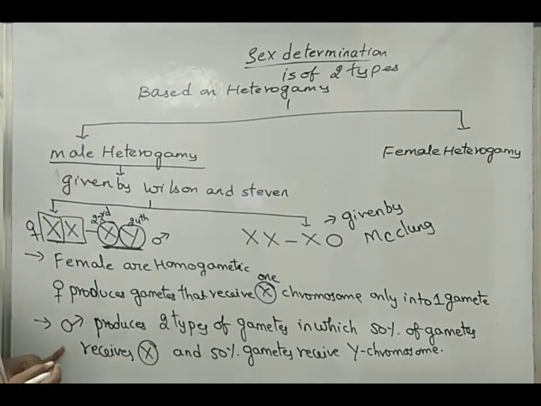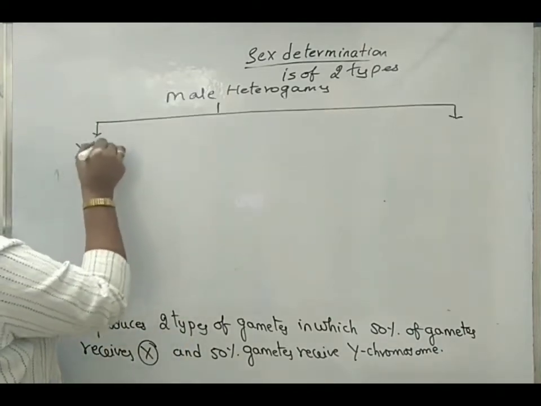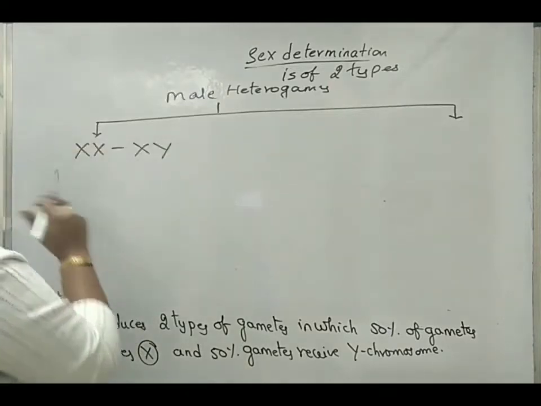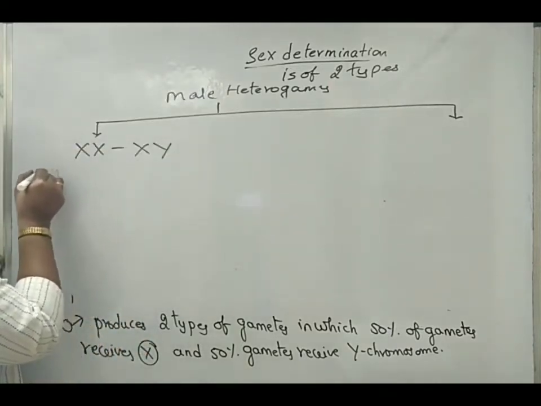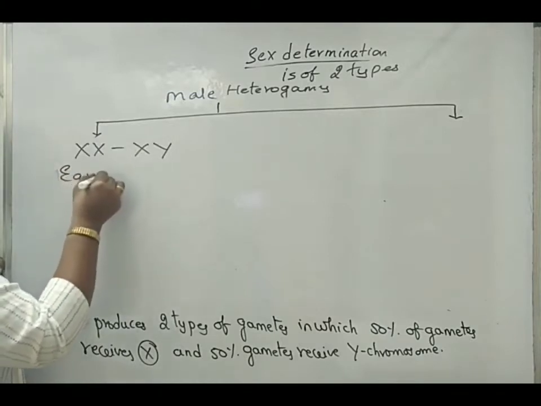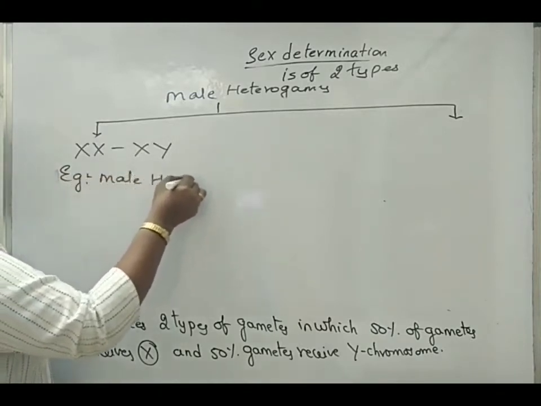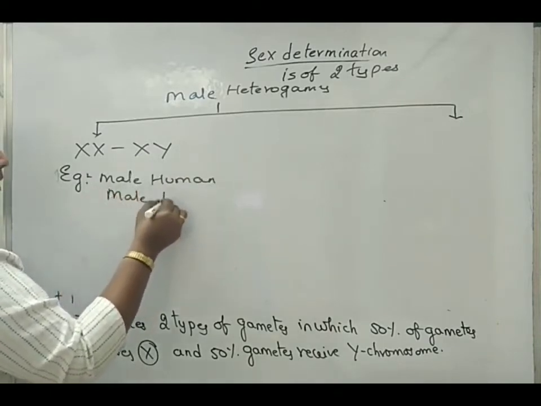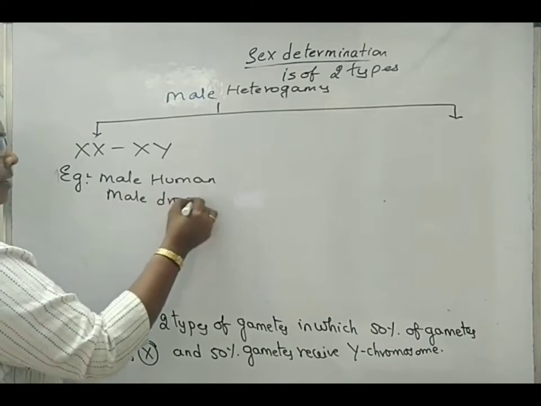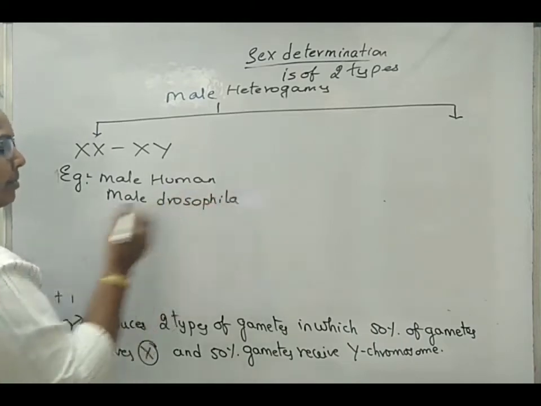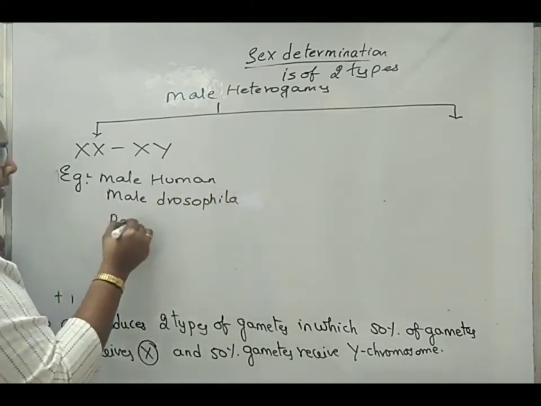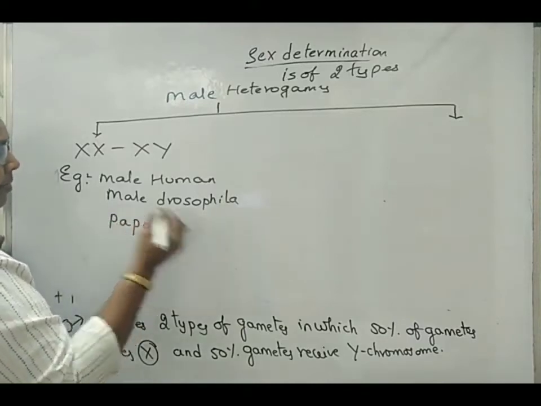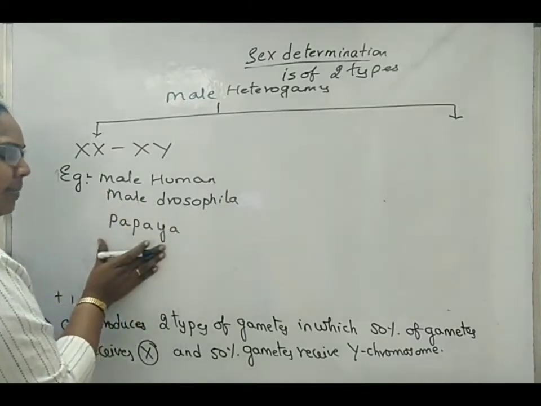Here we can write examples. So just go through these points once. Now, here the example is male human. Another example is male Drosophila. Even in case of papaya plant also the same condition, papaya in case of plants.